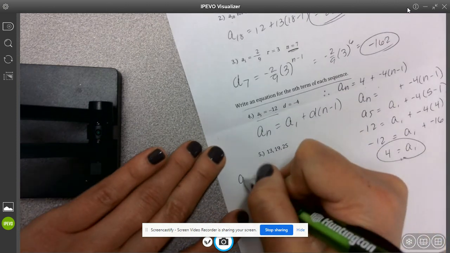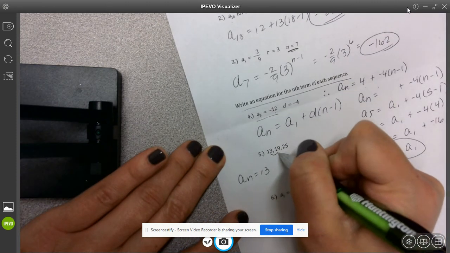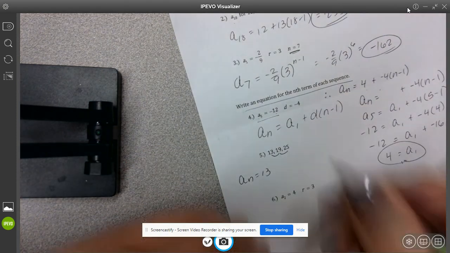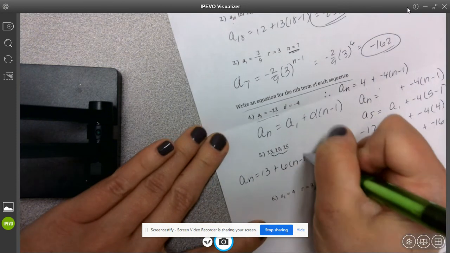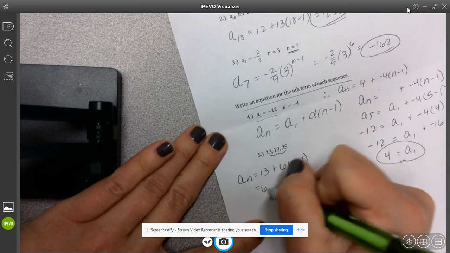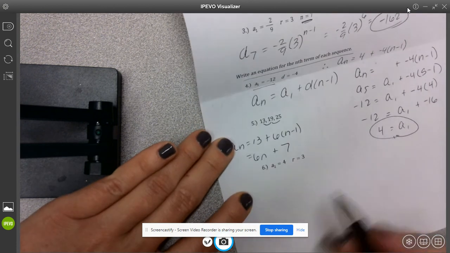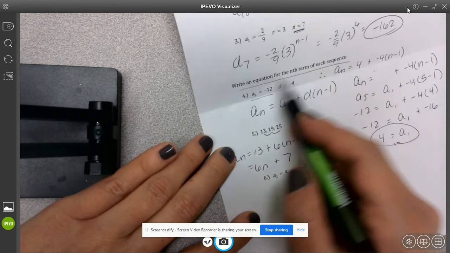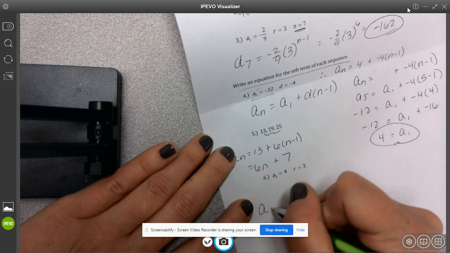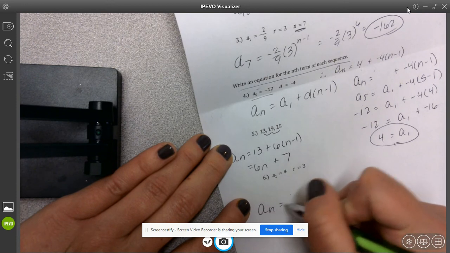Here, they're telling you the first term is 13. You know your common difference is, well, here it's 6 and minus 1 times. You can leave it like that, but a textbook might give you 6n plus 7. They want you to write an equation. Always refer back to the directions. What do they want me to do? They want me to write an equation for the nth term, meaning whatever term you're trying to find.